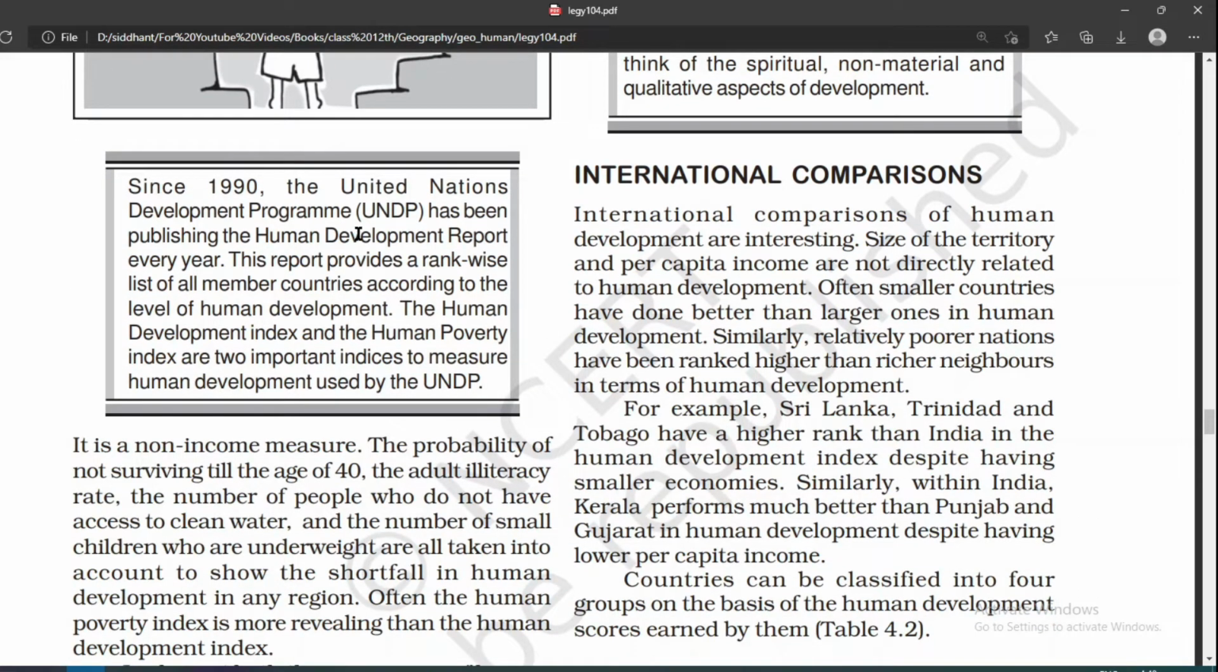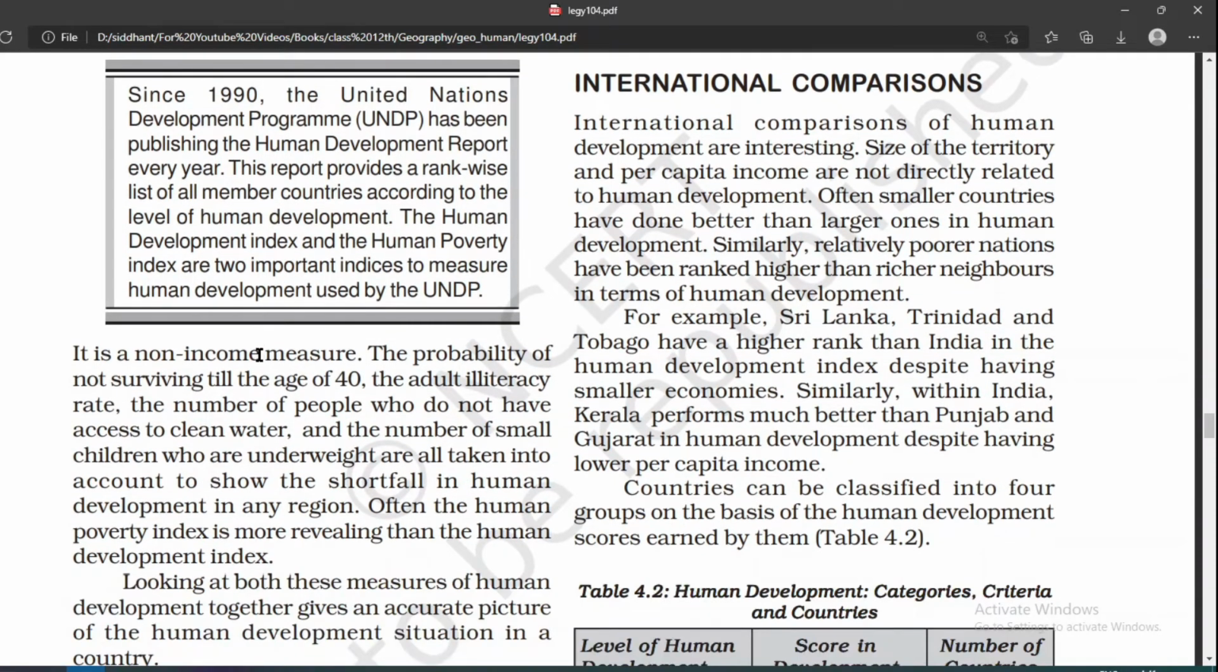Since 1990, the United Nations Development Programme (UNDP) has been publishing the Human Development Report every year. This report provides a rank-wise list of all member countries according to the level of human development. The Human Development Index and the Human Poverty Index are important indices used by UNDP to measure human development.